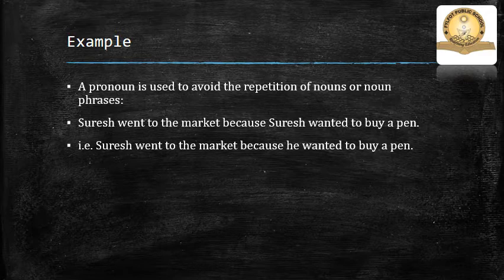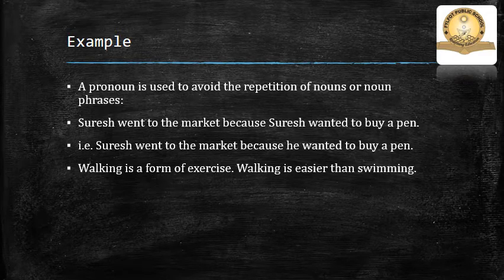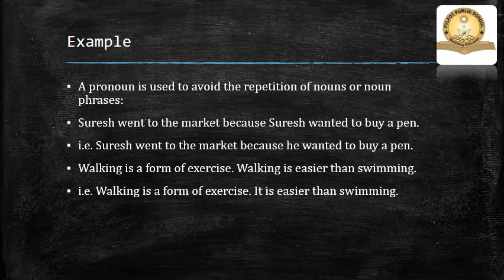Alright. Now again we have one more sentence. Walking is a form of exercise. Walking is easier than swimming. So again, walking is used twice in a sentence. So instead of using it twice in a sentence, we can use a pronoun for it, which is it. So walking is a form of exercise and it is easier than swimming.